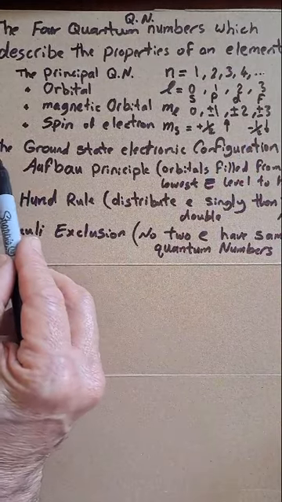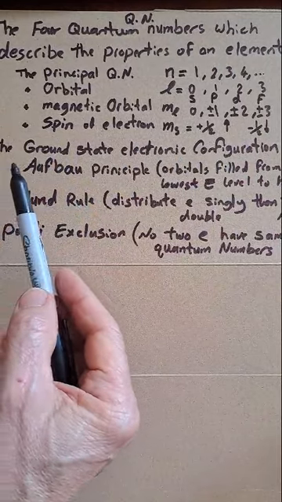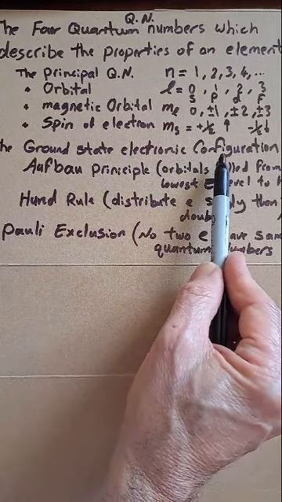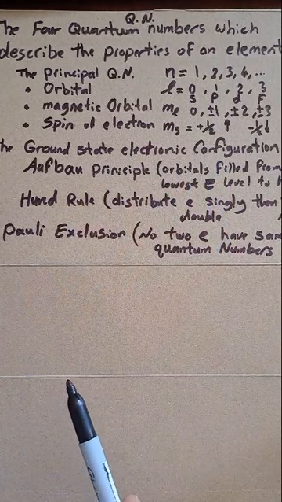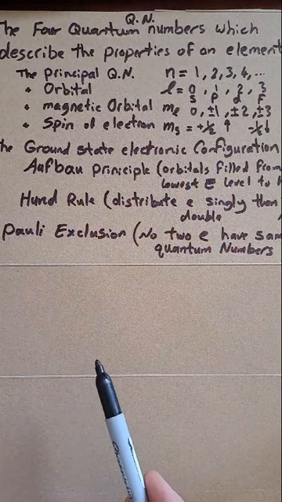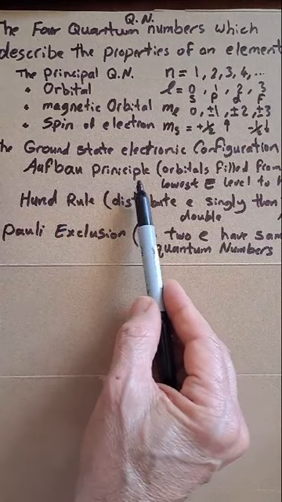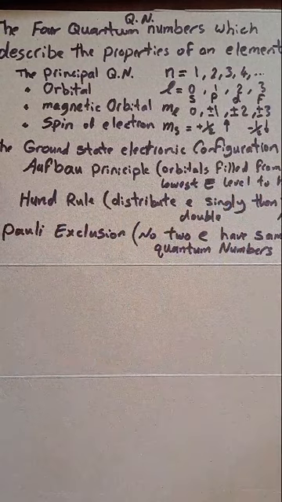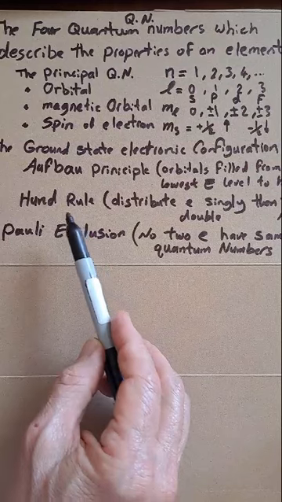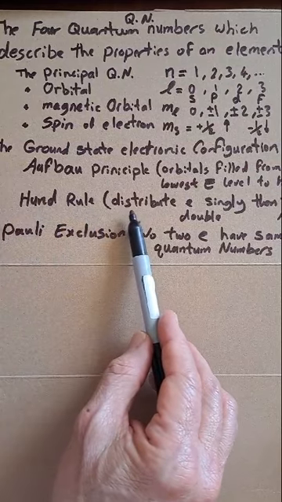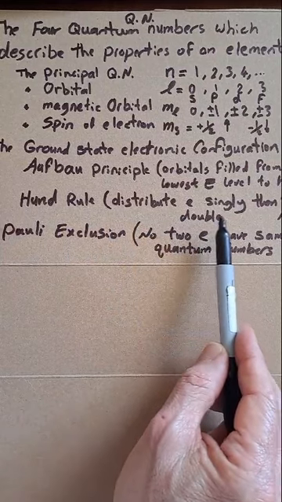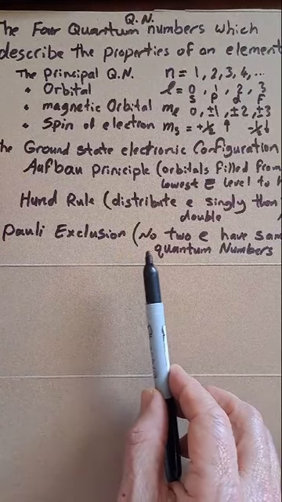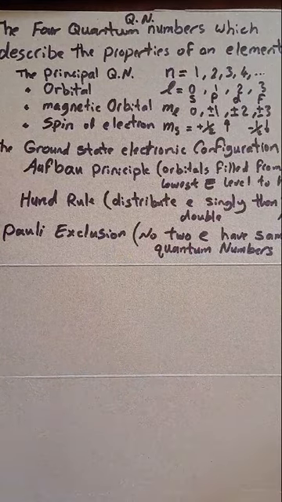So here, after this we need to know something important: the ground state electronic configuration. The ground state is determined by three rules or principles. The Aufbau principle says that the orbitals should be filled from the lowest energy level to the highest. Hund's rule says we distribute the electrons singly, then doubly. And the Pauli exclusion principle says no two electrons have the same quantum numbers.